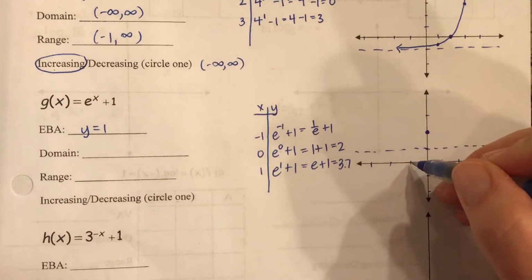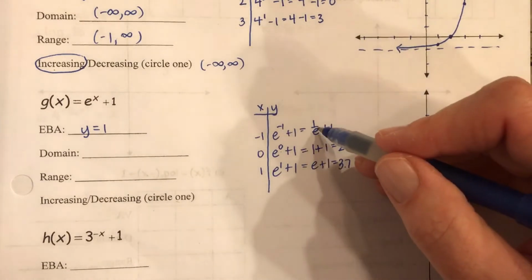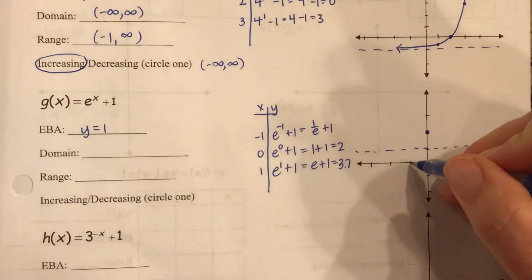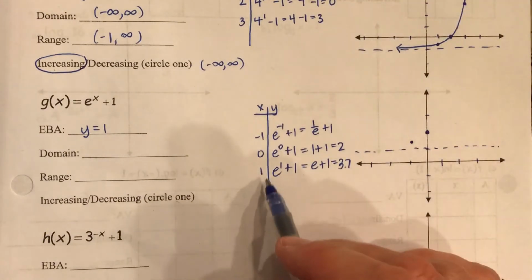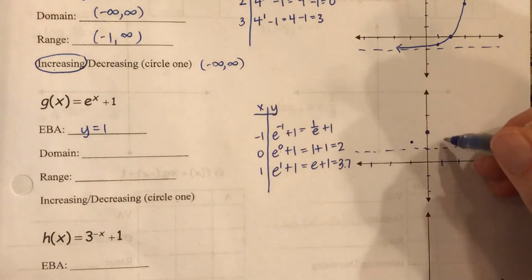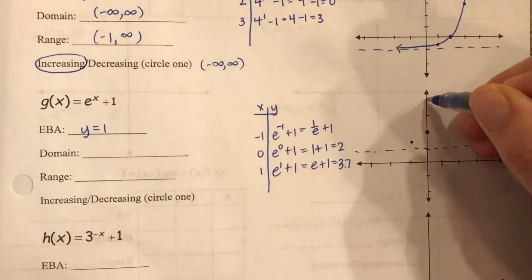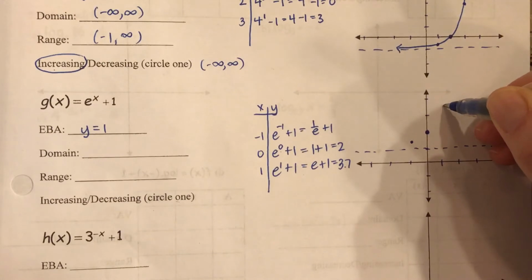Negative 1 is going to be up 1 plus about 0.4, 1.4. So 1.4 is going to be approximately right there. And then 1 is 3.7. That's 3. And then so if this is 4.7, it would be like there-ish.